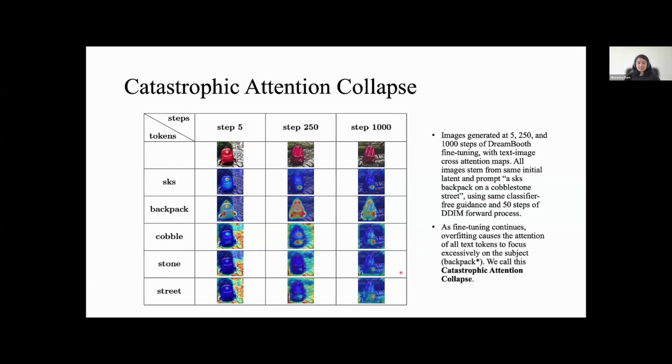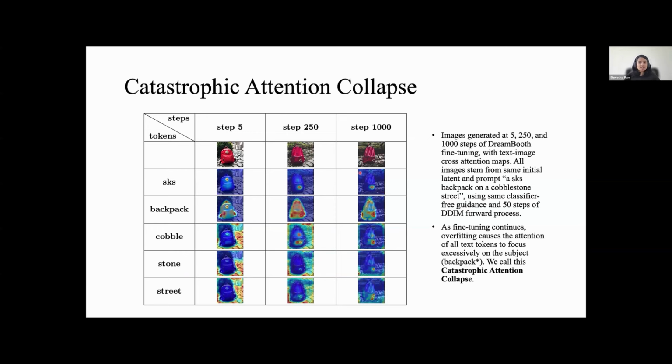So this figure shows images generated at step 5, step 250, and step 1000 for our previous example. And we see the text-to-image cross-attention maps for different tokens. SKS represents this particular backpack. Then the rest are the words. So note that in all these cases, we started from the same initial latent. We use the same classifier free guidance, the same 50 steps of DDIM forward process, and of course, the same prompt. So except for the model's checkpoint, we keep everything else the same.